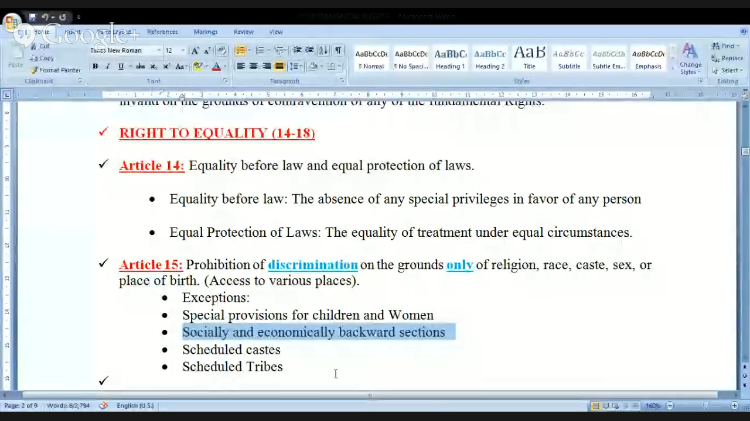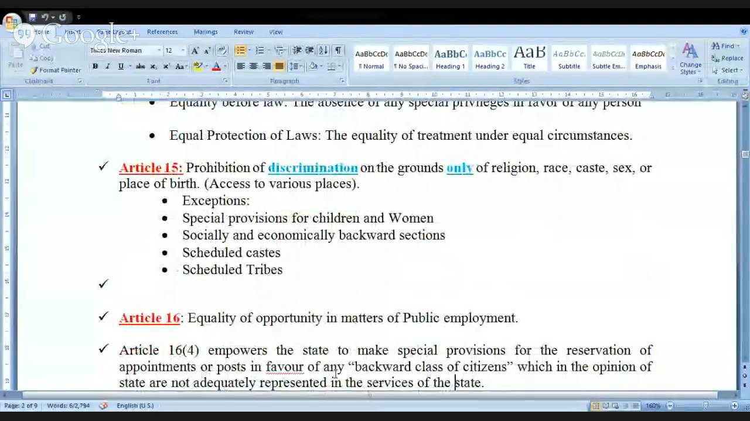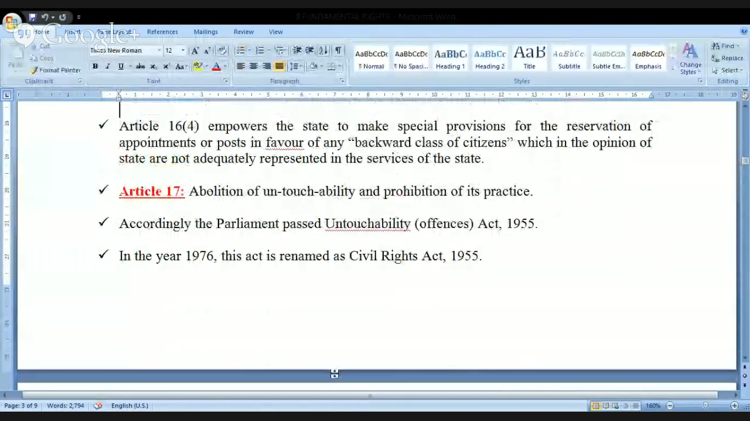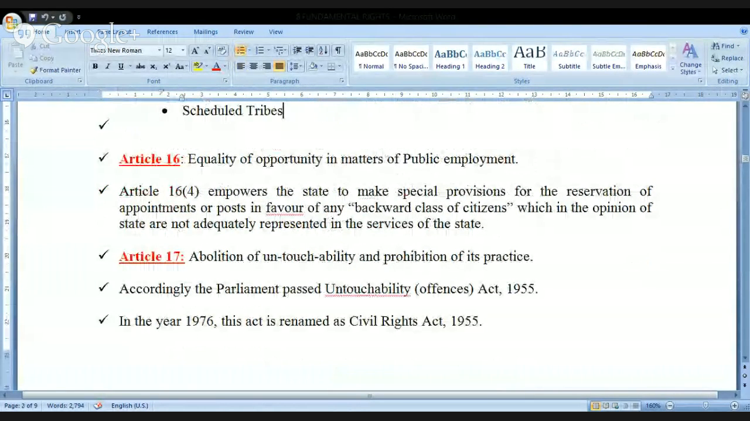Next one, I'll open the document again. Have a look at this. Article 16. Article 16 is talking about, I am talking to you only about the right to equality. Now look at this. Article 16 is talking about the equality of opportunity in the matters of public employment.